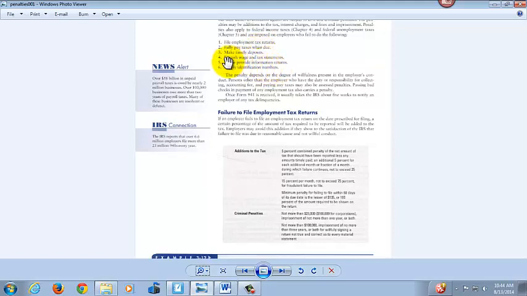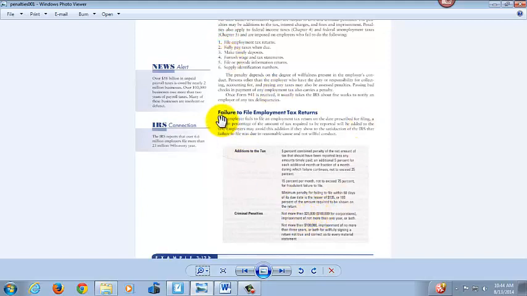There's also penalties. I'm not going to get too much into detail about this. If you don't furnish your wage and tax statements, that would be like your W-2s to your employees. Or if you don't file or provide information returns, that would be like 1099s to your independent contractors. Or if you don't supply identification numbers. So I'm mostly going to talk about numbers 1 through 3 today.